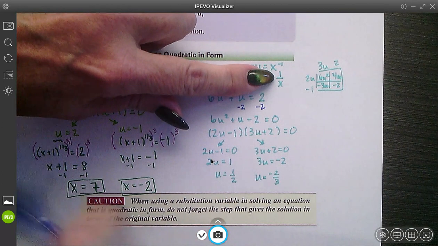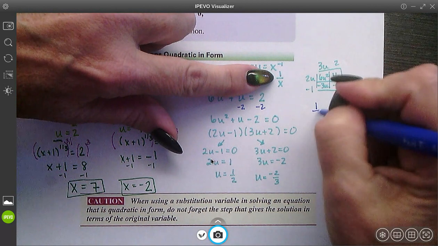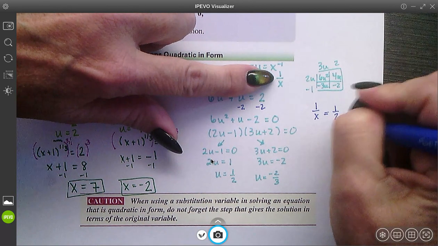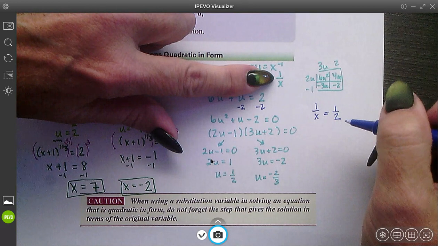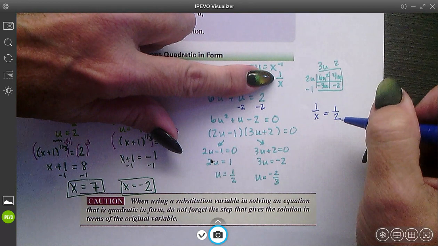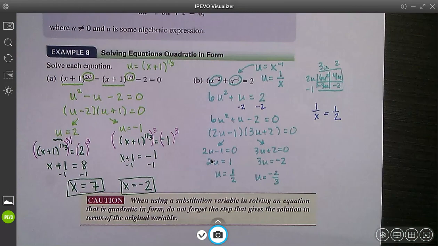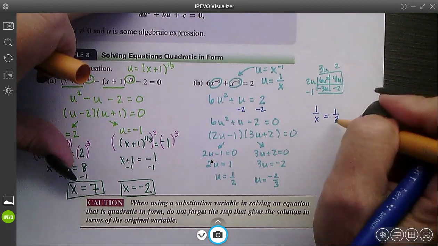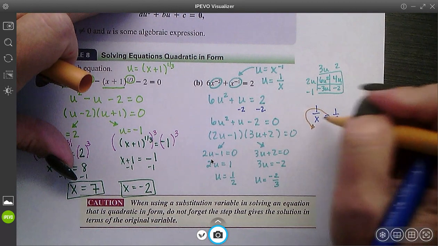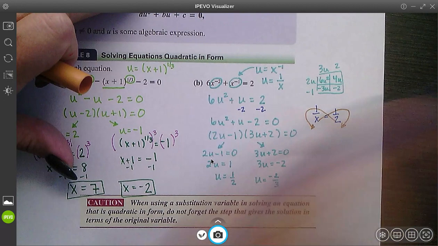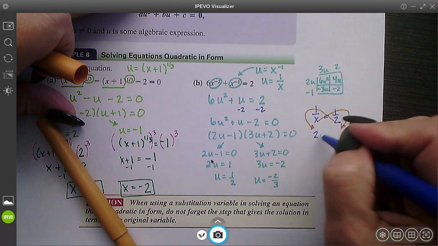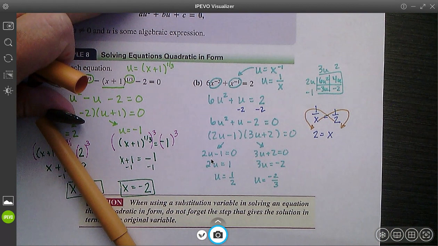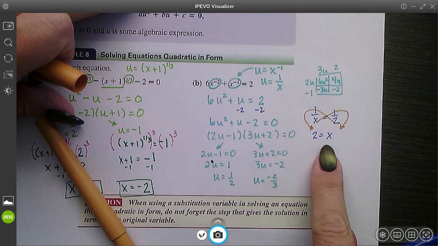So I'm going to take u equals 1/2, and instead of writing u, I'm going to write 1 over x. So I'm going to go 1 over x equals 1/2. Oh my gosh, you guys, we can cross multiply this one. I know how much we love to do that. So this is a case that we actually can. 2 times 1, x times 1 gives me 2 equals x, and that is an answer.